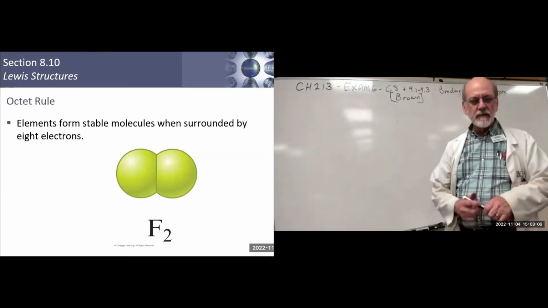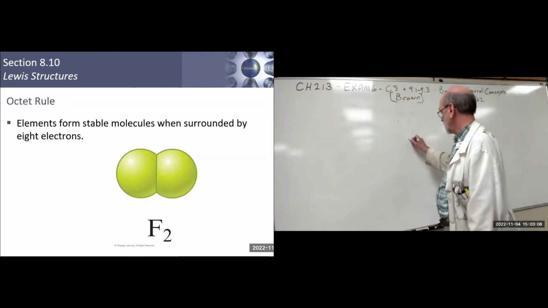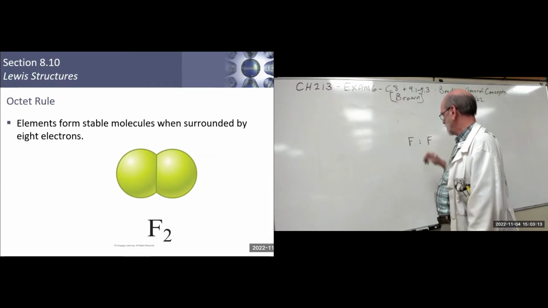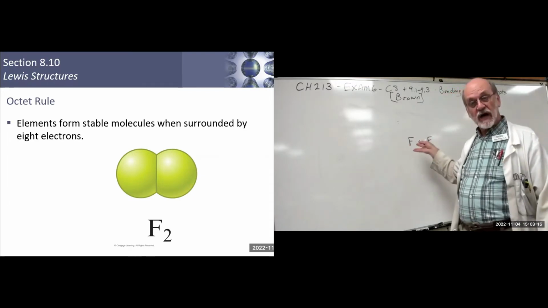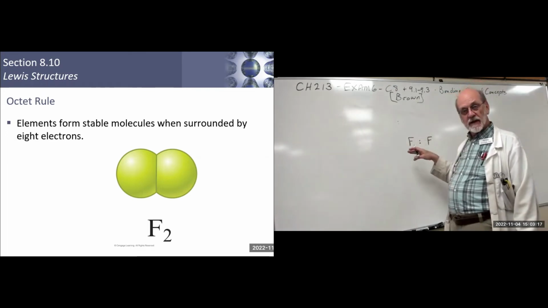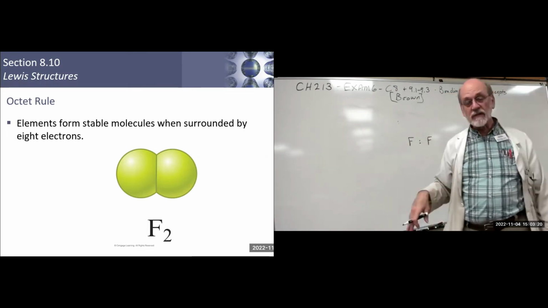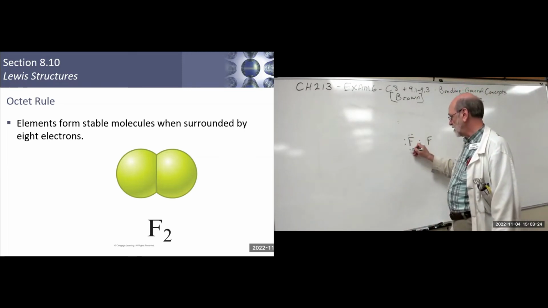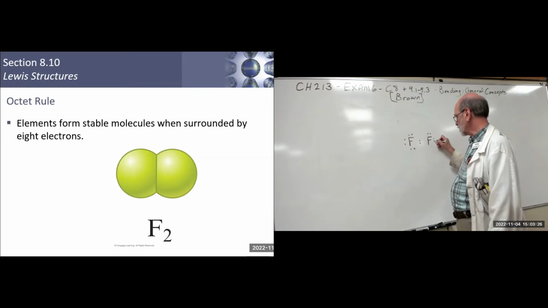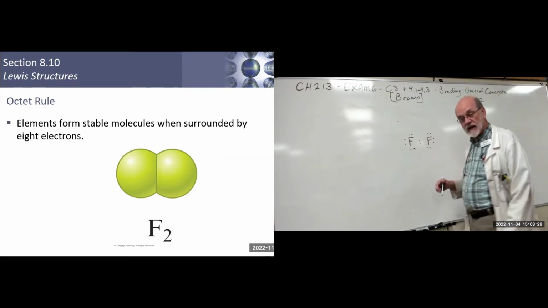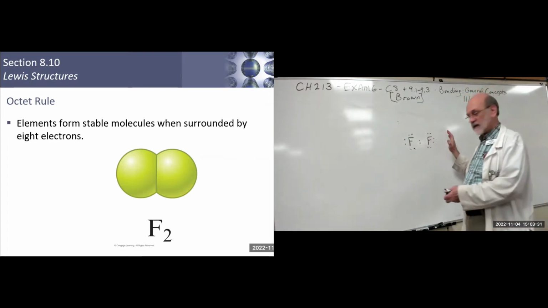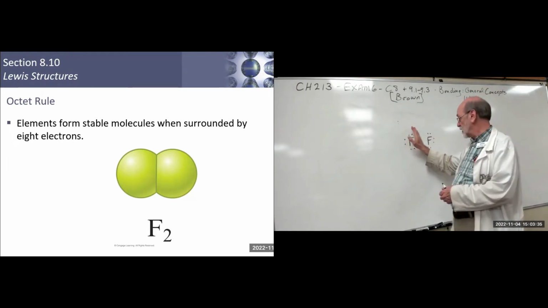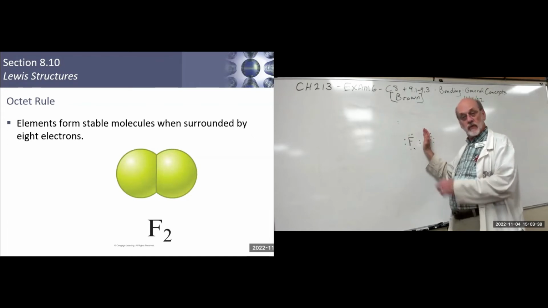For the fluorine, we also get a single bond, 2 electrons between them. But since fluorine has so many more protons and electrons to go with it, it looks like that, right? So if we count the electrons around this fluorine, we got 8. We count the electrons around that one, we got 8.